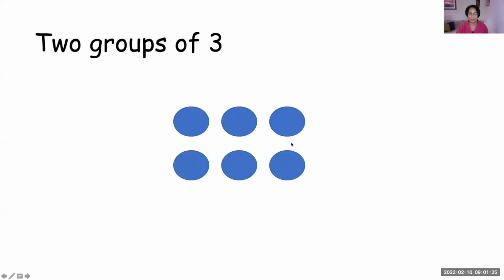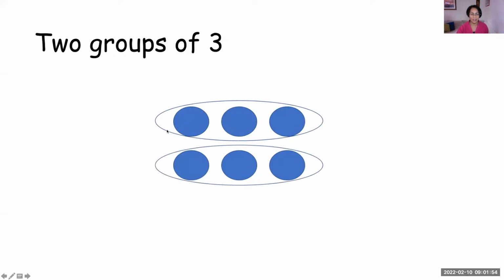Arrays are diagrams which represent multiplication. And here is a simple one which I would start with any child from aged 5 upwards. So here you have two groups of 3. And these are horizontal groups of 3. And I would get the child to draw this out and group these horizontally as I've shown here.